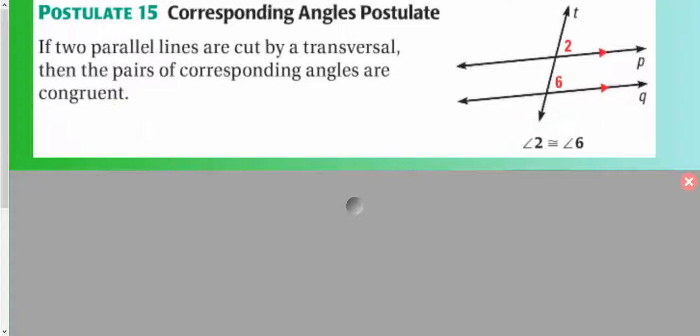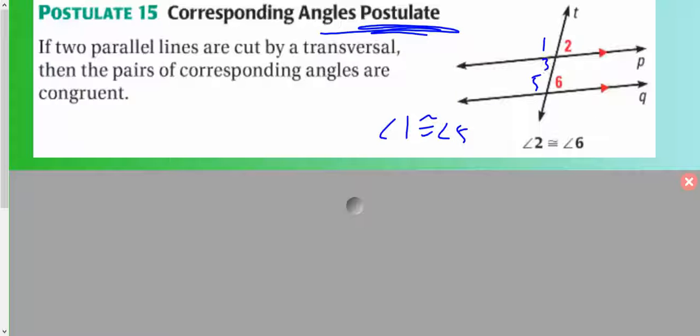So here we go. The first one's a postulate. We don't have to prove this one. We're actually going to use this one to prove all the other statements. It says if 2 parallel lines are cut by a transversal, then the pairs of corresponding angles are congruent. This not only works for 2 and 6, it also works for every other pair, such as 1 and 5. 1 is congruent to 5. And it also works for every other pair.